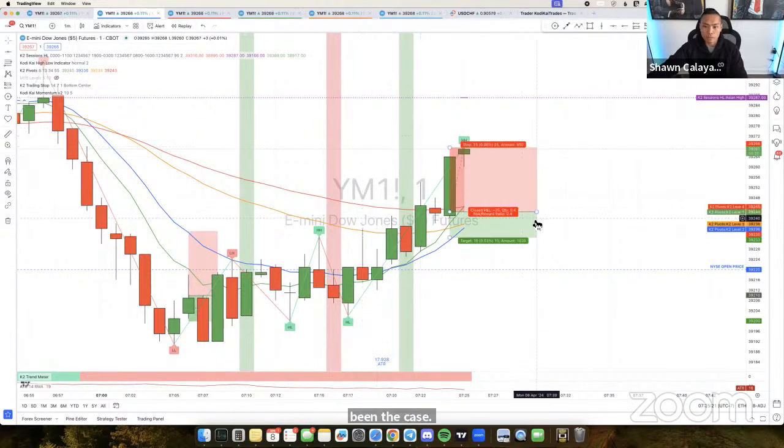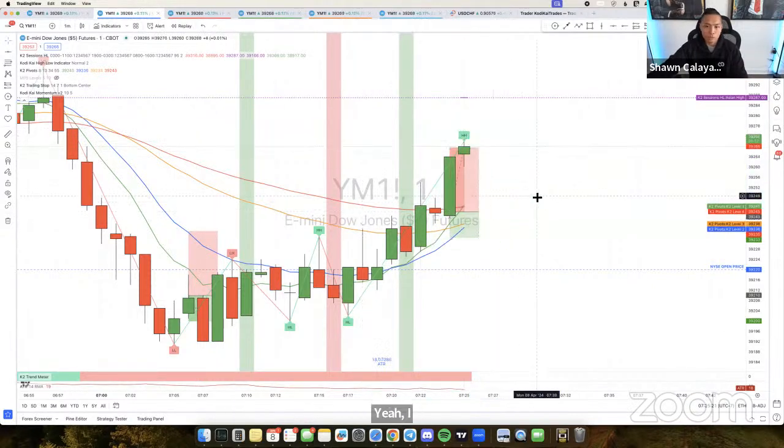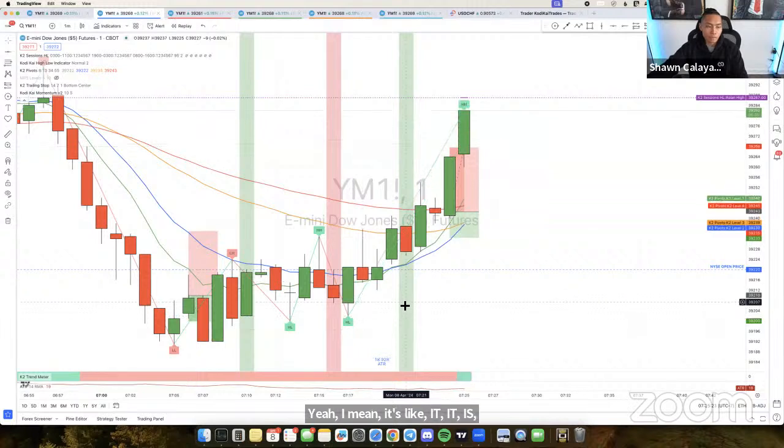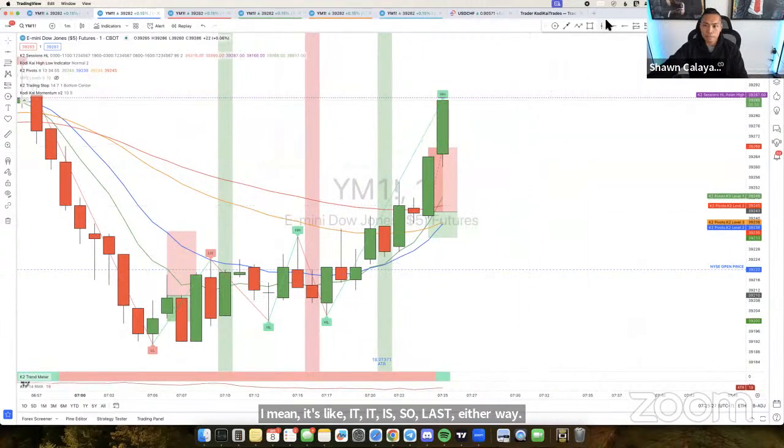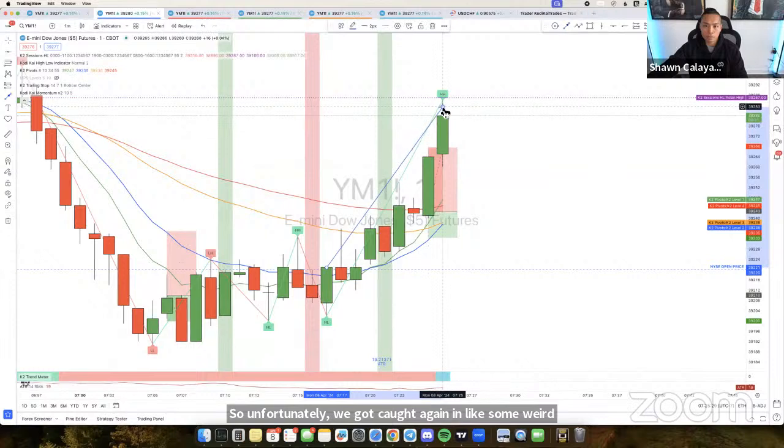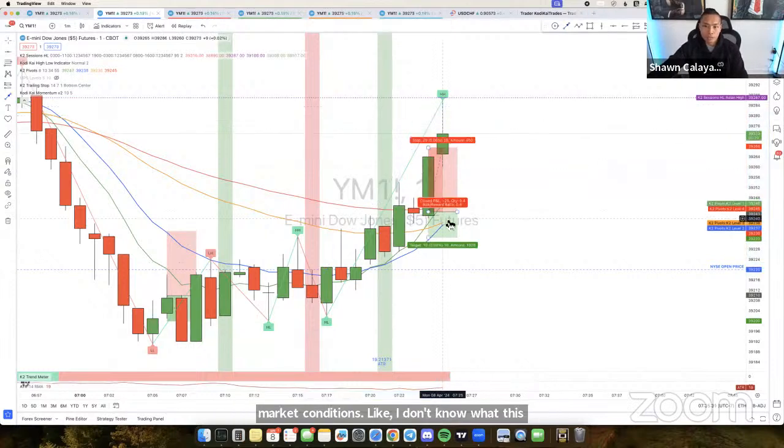Yeah, I mean, it's all good. It would have hit stop loss either way. So unfortunately, we got caught again in some weird market conditions. I don't know where this volatility is even coming from. This thing's spiking up super heavy. So I got stopped out on this trade here.